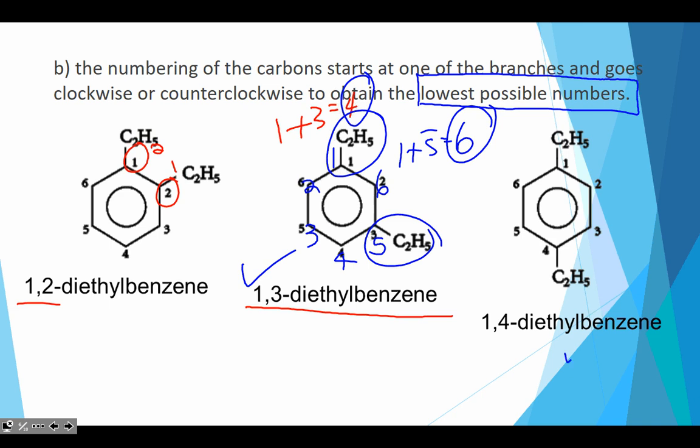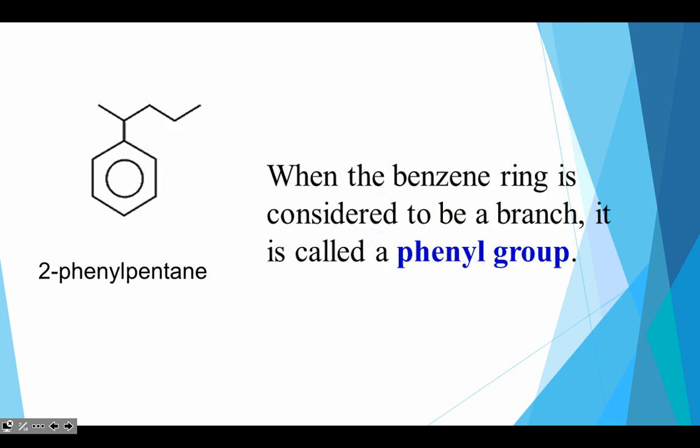Okay, here's an example of 1, 4 diethylbenzene. It's C2. Be careful with how things are drawn. It wouldn't matter which way you name it in this case because it would be the same. So just make sure you know that when you're adding it all together, it has to be the lowest number.